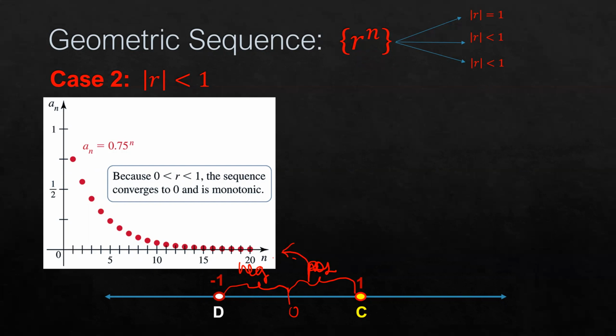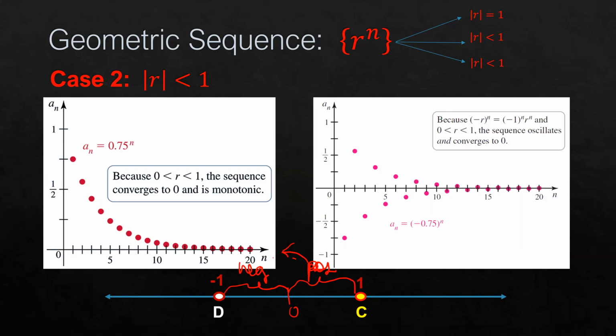So 0.75 to the n power, well, it's going to get smaller and smaller and smaller until it is approaching 0. So we would say that the sequence will converge to 0 when r is a positive number less than 1. Okay, now consider the case when r is a negative number greater than -1.